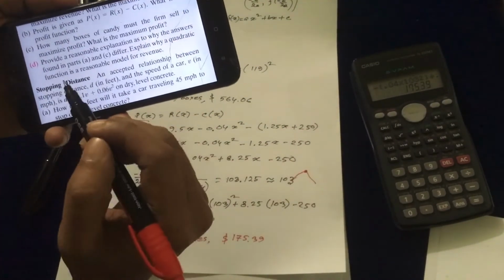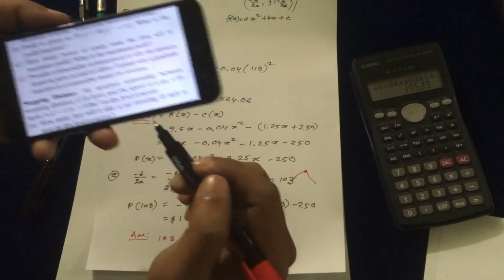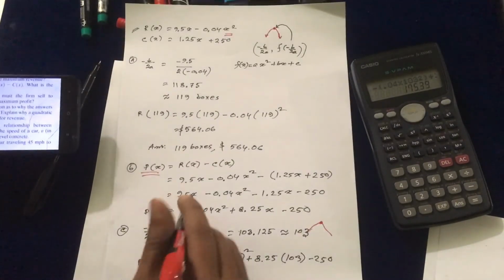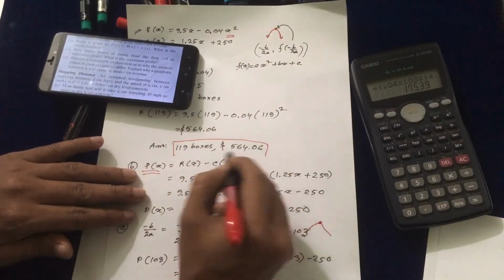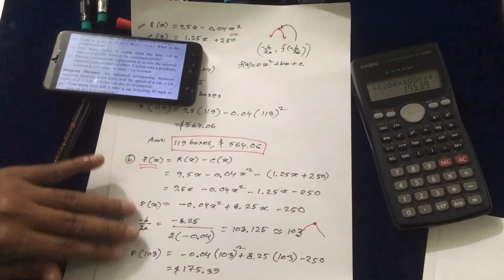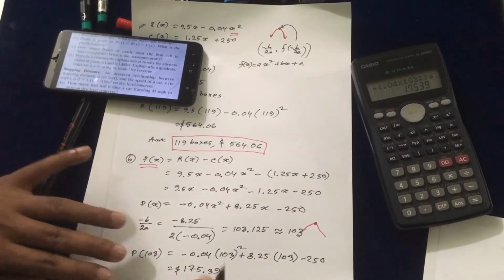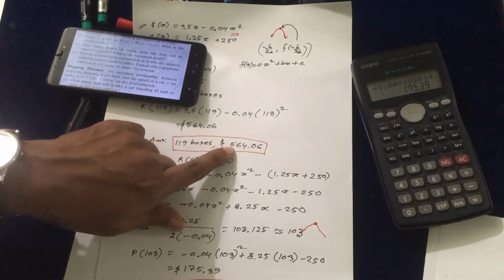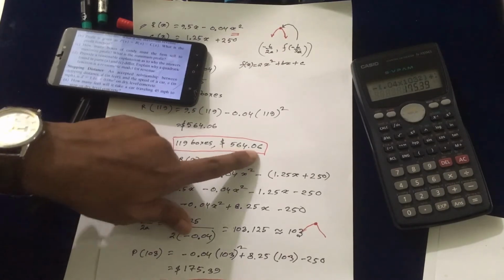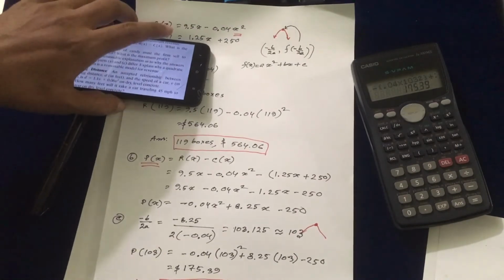Now D number: provide a reasonable explanation why the answers found in A and C differ. So the A answer is this and the C answer is this. The question is why they are different. What do you think? 119 boxes, 103 boxes, $564.06 and $175.39. Why are they different? What do you think?